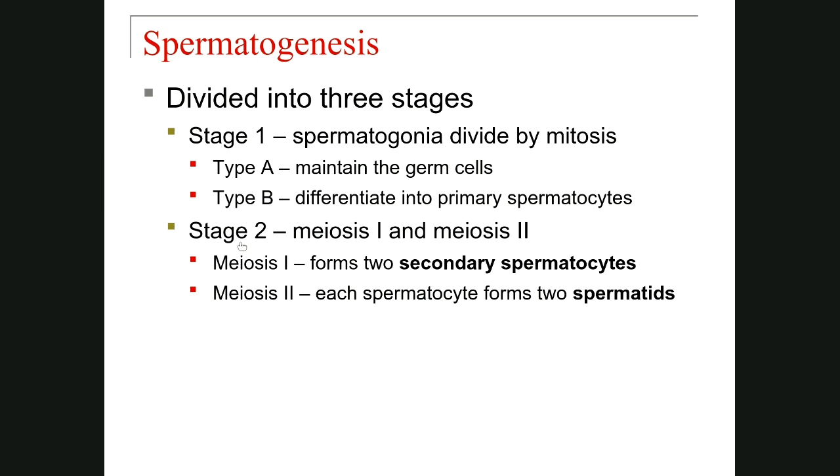Stage 2 is meiosis, and we have 2 steps of meiosis. In meiosis 1, from each primary spermatocyte, we make 2 secondary spermatocytes, and in meiosis 2, from each secondary spermatocyte, we make 2 spermatids. So as a result, we have 2 secondary spermatocytes, each of them can make 2 spermatids, so the result is 4 spermatids at the end from each primary spermatocyte.